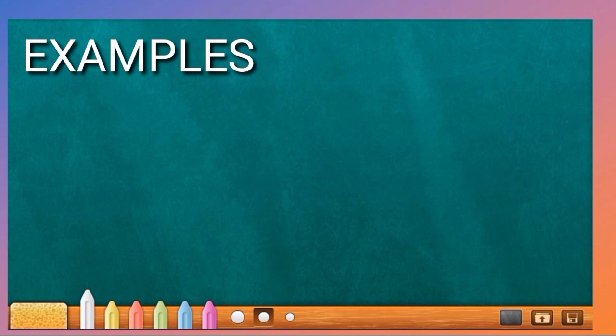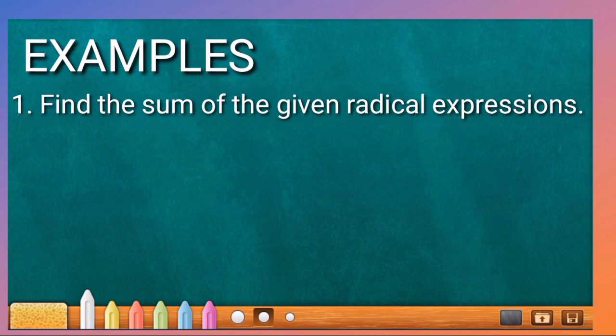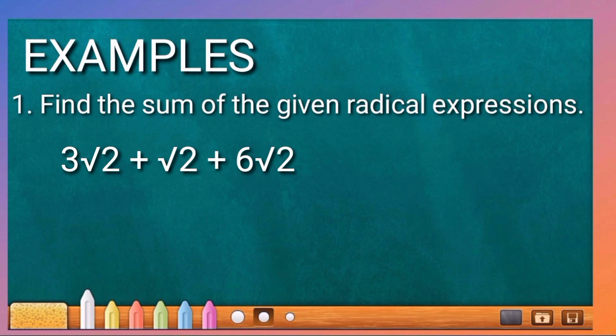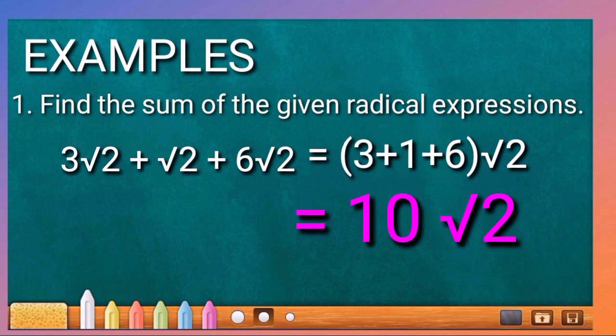Examples. Find the sum of the given radical expressions. 3 square root of 2 plus square root of 2 plus 6 square root of 2. So add first the numerical. So 3 plus 1 plus 6 is equal to 10 square root of 2.